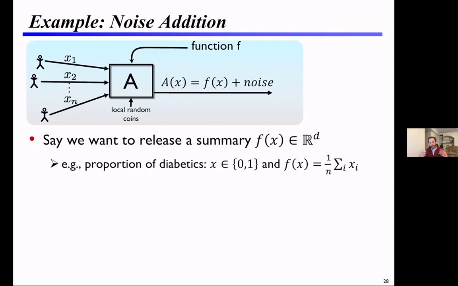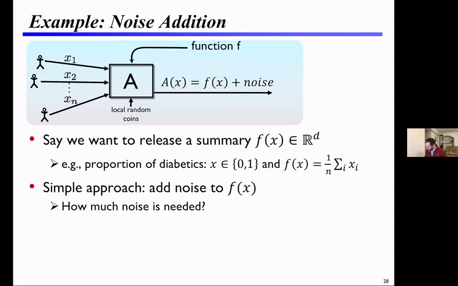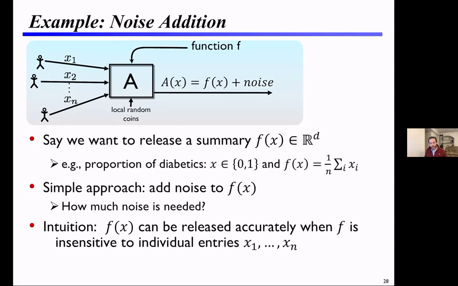We want to add noise, and the thing we want to understand is how much noise we need to add to satisfy something like differential privacy. And furthermore, how does that depend on the structure of the function that we want to compute? The driving intuition for this algorithm is that we can release f of x accurately, that is, with relatively little added noise, as long as f is not too sensitive to individual entries in the data set, to changes in individual records.